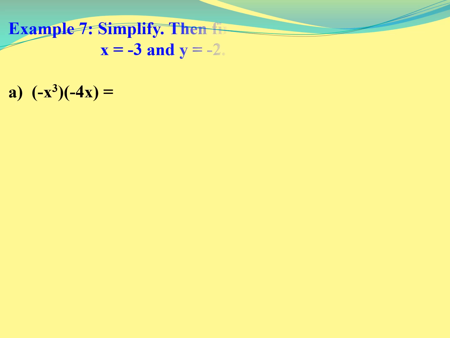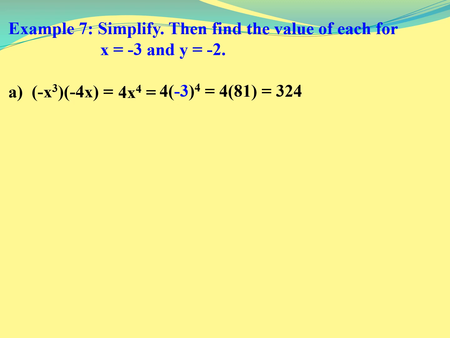Example number 7. Simplify, then find the value of each for x equals negative 3 and y equals negative 2. Letter A. Negative x cubed times negative 4x is equal to positive 4x to the fourth. Substituting the value of x, which is negative 3, this becomes 4 times negative 3 to the 4 equals 4 times 81 equals 324. Letter B.